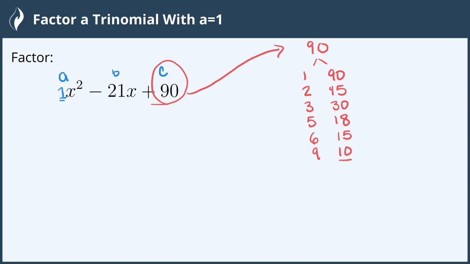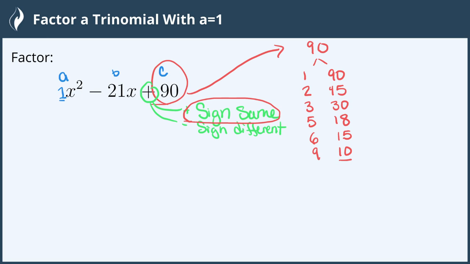Now let's look at our signs. This last sign, if it's a positive, it means that the signs that we're looking for will be the same. If this is negative, then the signs we're looking for are different. Because ours is positive, that means that we are looking for the signs that are the same. And looking at the first sign in our trinomial, this tells me what that sign is, that they are the same. And because it's negative, that means the signs will both be negative. So now that I know that both signs will be negative, I can fill in my list of factors here with all negatives.